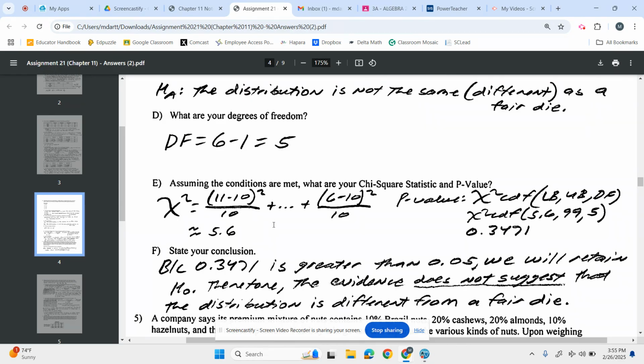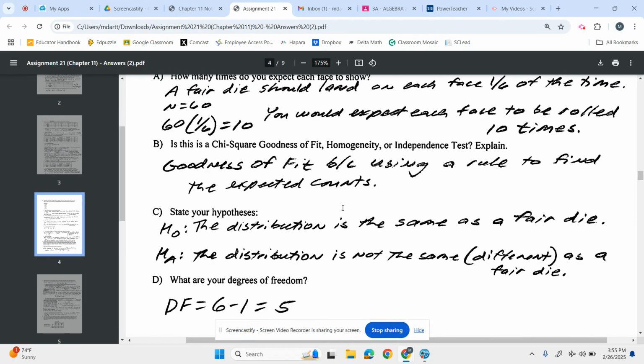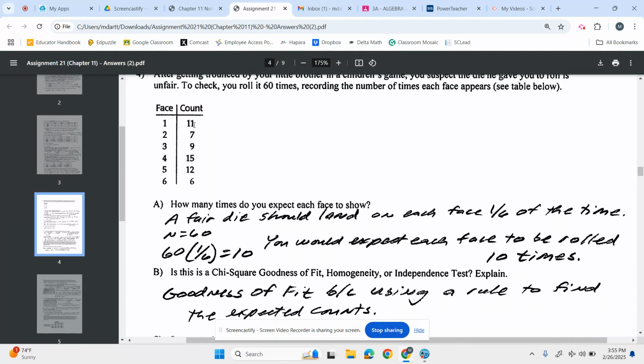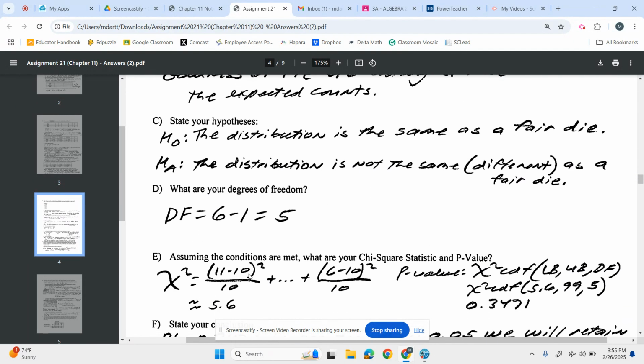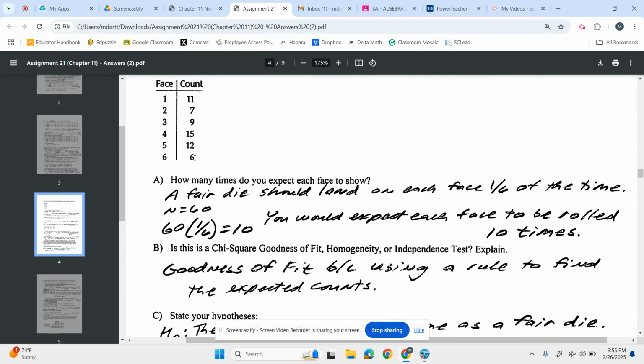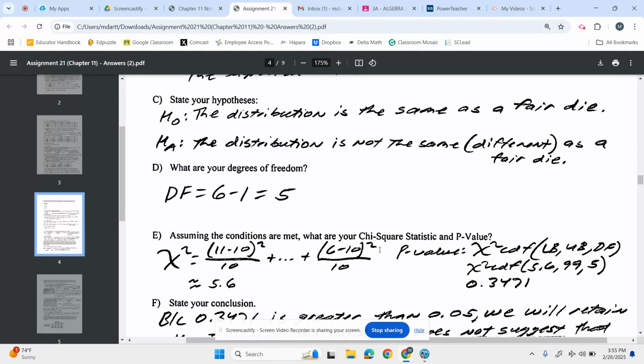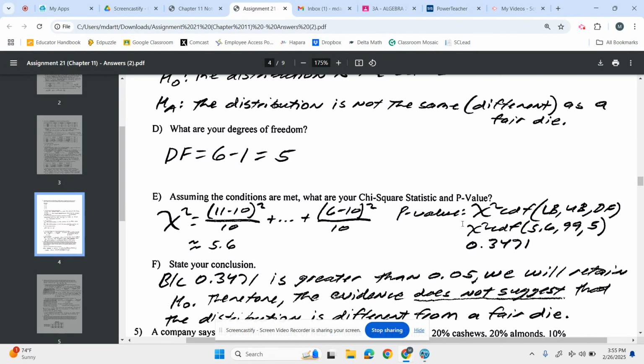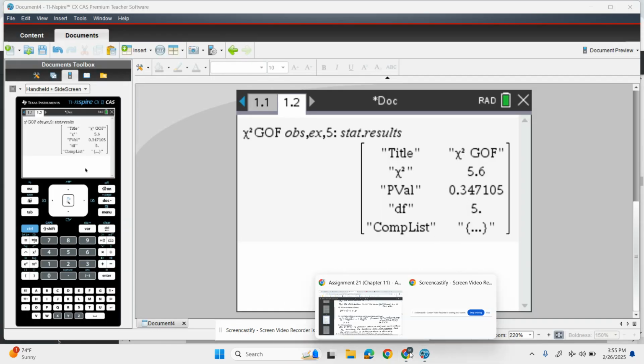You do have to show the work. So the work, I show the first step and the last step. The first step was 11 and 10, so 11 minus 10 squared over 10 plus dot, dot, dot. The last step was 6 observed, 10 expected, so 6 minus 10 squared over 10, and you get 5.6. We already found that. Don't forget, when you do your p-value, which we already found right here, here's my p-value.